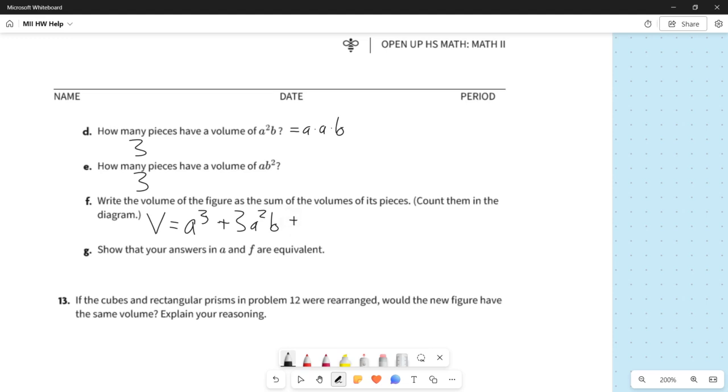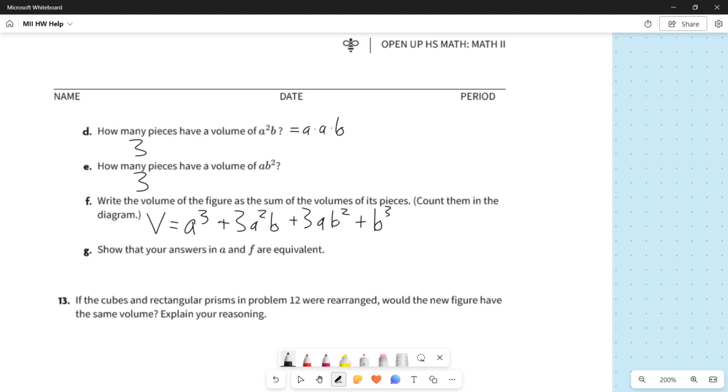We also have 3 blocks, not cubes, but blocks, that have a volume of AB squared. We just solved for that in part E. And then we also have the other cube, which had a volume of B cubed. So the volume of the entire figure is A cubed plus 3A squared B plus 3AB squared plus B cubed.